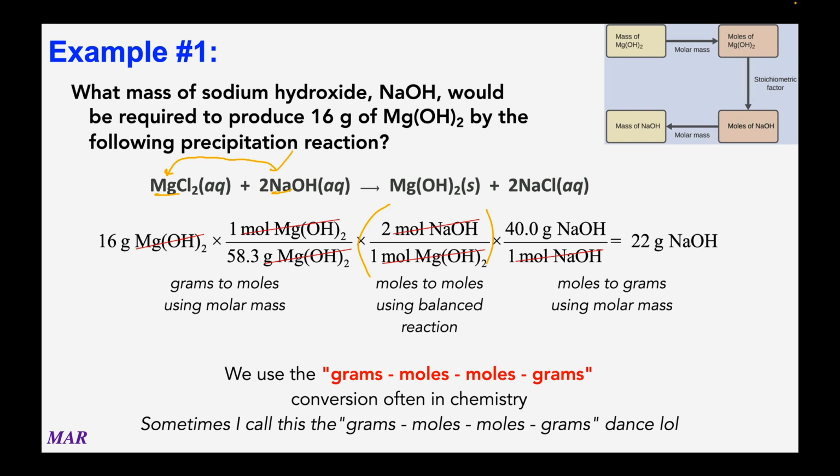Now imagine the power of this for a second. Your boss says, we need 16 grams Mg(OH)2. How much NaOH do we need? You just calculated 22 grams, and that's what you can tell your boss, and that's what will allow you to get the 16 grams out, which is kind of cool.